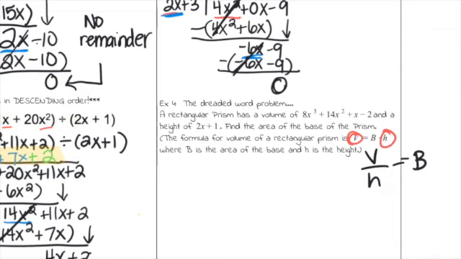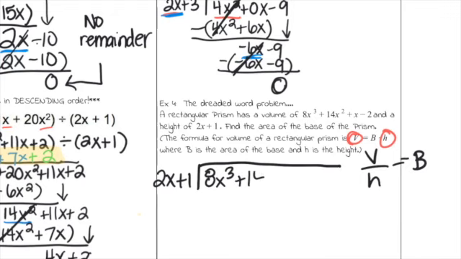So at this point, I'm actually going to be dividing my volume by my height. So this is going to be my divisor, my height. And we're going to be dividing 8x cubed plus 14x squared plus x minus 2. Now this is already in descending order, and even in descending order, there's no placeholders that are needed. Okay, so we can actually just go ahead and start dividing this out.